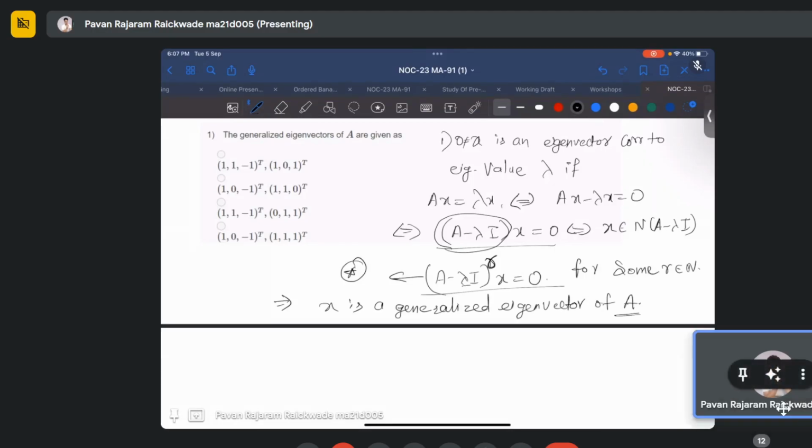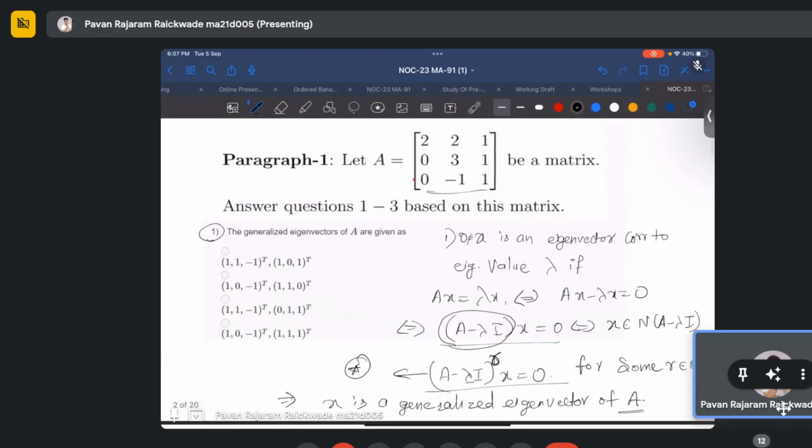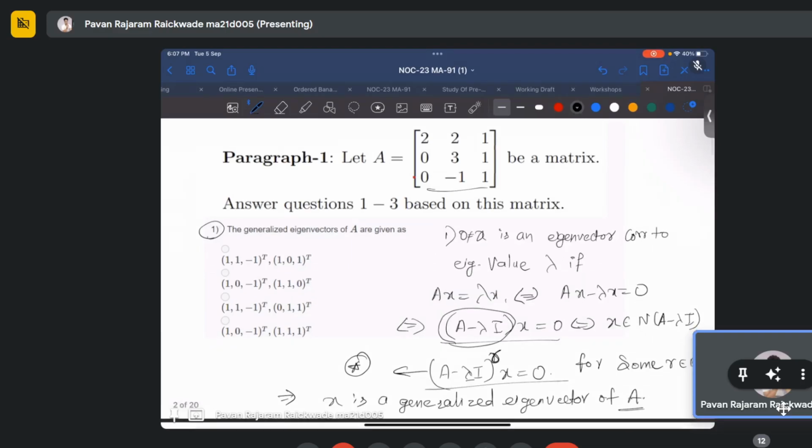Okay. So, in fact, there is some ambiguity in this question, because whenever you say generalized eigenvectors, you also count eigenvectors in that. So there could possibly be 3 eigenvectors, but still, in all the options there are just 2. Okay, let's see.